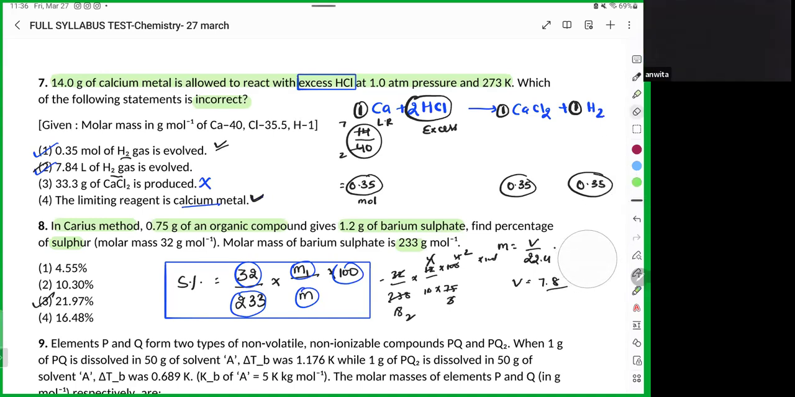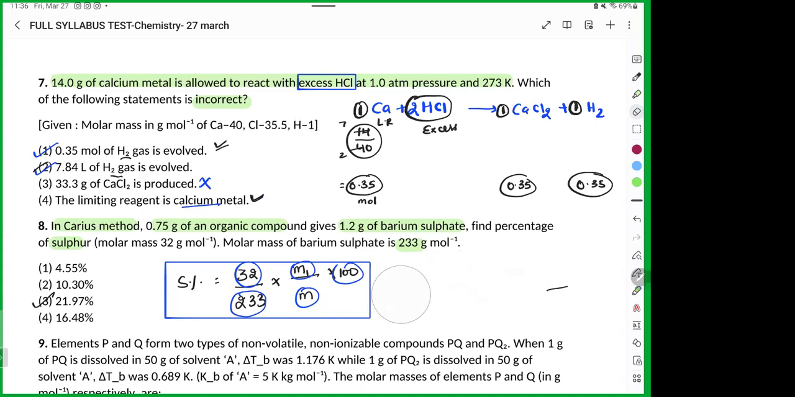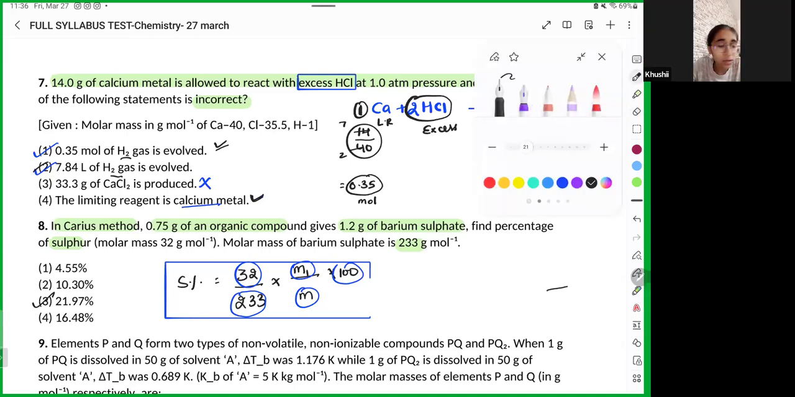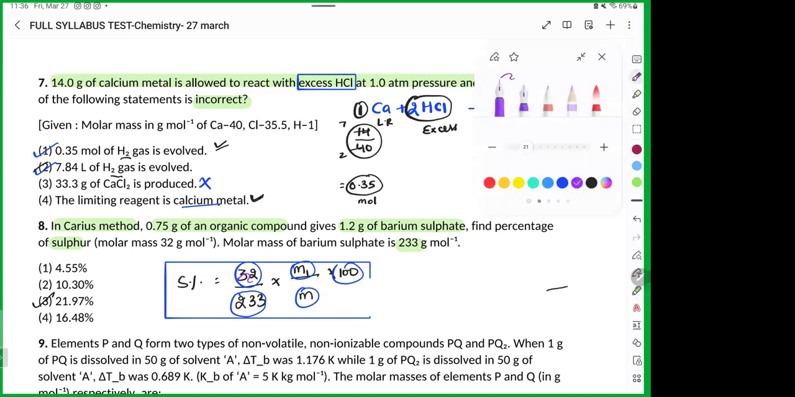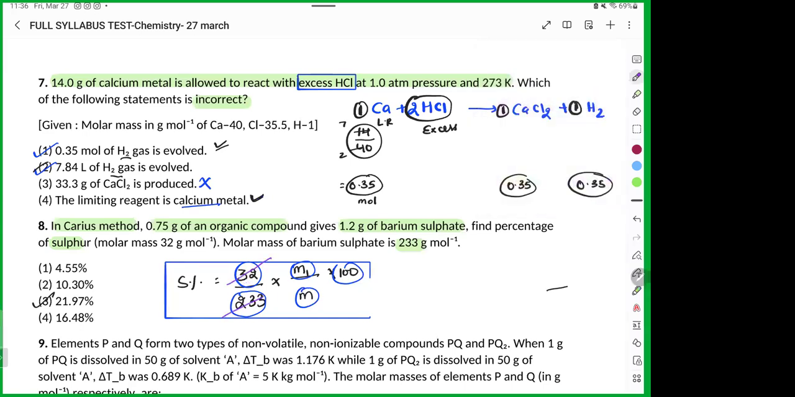Sir, I'm getting 20.8. Correct, because the options are not close enough. If you try to do the calculation with 233, it will take huge time. That's approximately 20 point something, correct. If I take approximately 32 and almost 8 times, then all the other calculation will be easy. Almost, not exact. All other calculation you can do.